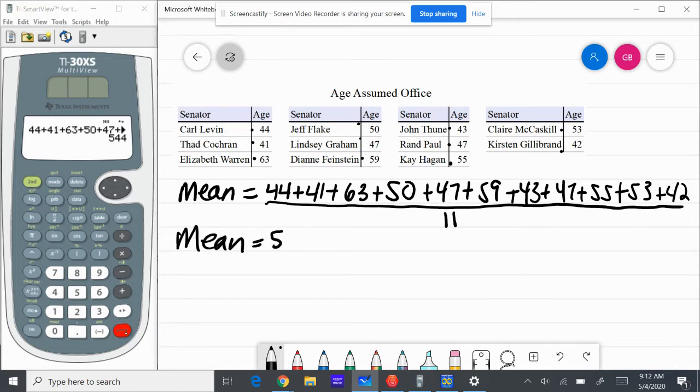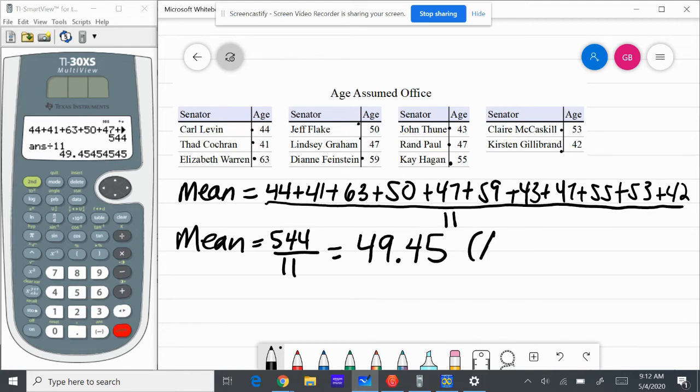Mean is equal to 544 over 11. So divide by 11. 49.4. And then after the 5, you have a 4, so you just round down to 5. So this is the age. So the mean age is 49.45 years. Okay, age in years. I'm assuming that's years. Okay. Next, the median.